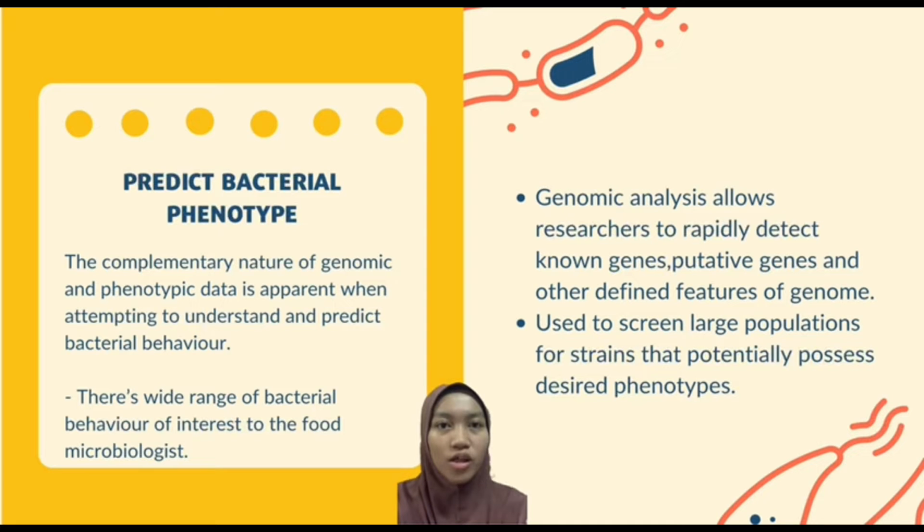The complementary nature of genomic and phenotypic data is apparent when attempting to understand and predict bacterial behavior. There is actually a wide range of bacterial behavior of interest to food microbiologists. Genomic analysis also allows researchers to rapidly detect known genes, putative genes, and other defined features of the genome. It is also used to screen large populations for strains that potentially possess desired phenotypes.